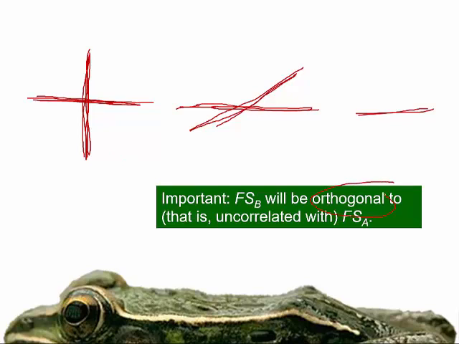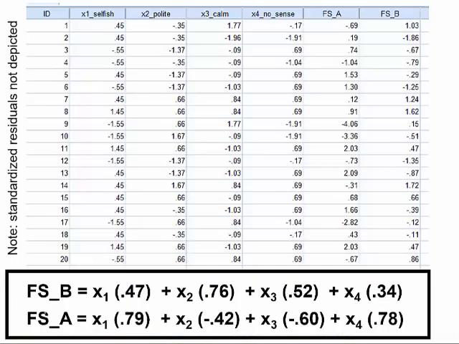And orthogonal is a word that's commonly used in doing factor analysis. And so I use the phrase here to say factor score B and factor score A will be orthogonal, and it's just another way of saying their correlation will be zero. So here is what things look like up to this point in our current example.